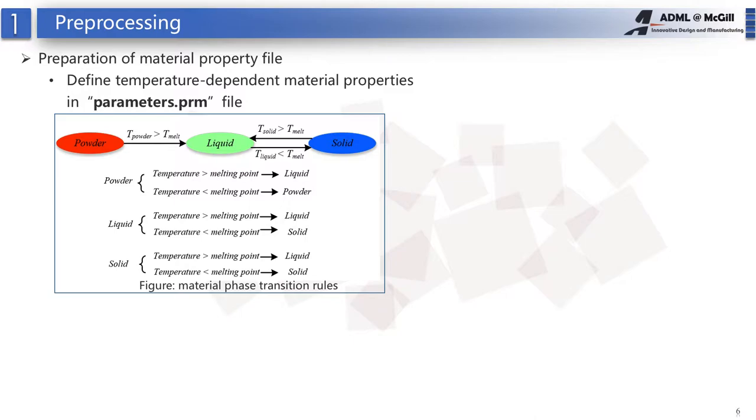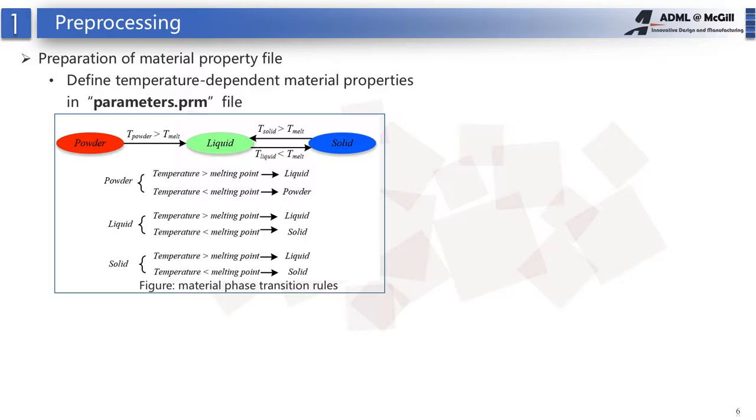The rule of material phase transition is illustrated in this figure. Specifically, the initial powder material is first converted to melted liquid when the temperature is increased to its melting point. Then the liquid material solidifies when the temperature cools down to room temperature. After that, the solidified material can be remelted and resolidified when neighboring scanning tracks are heated.